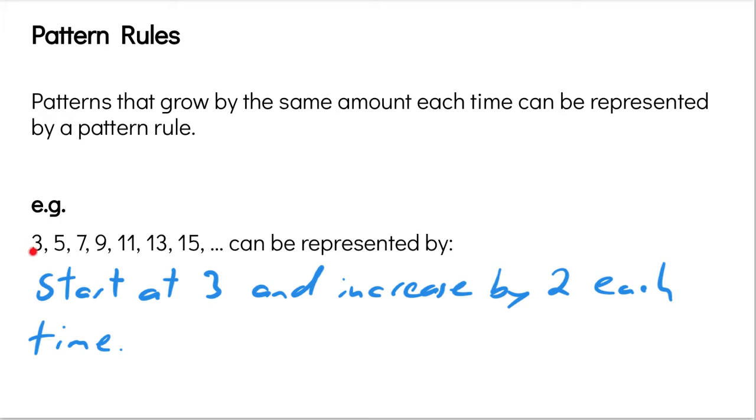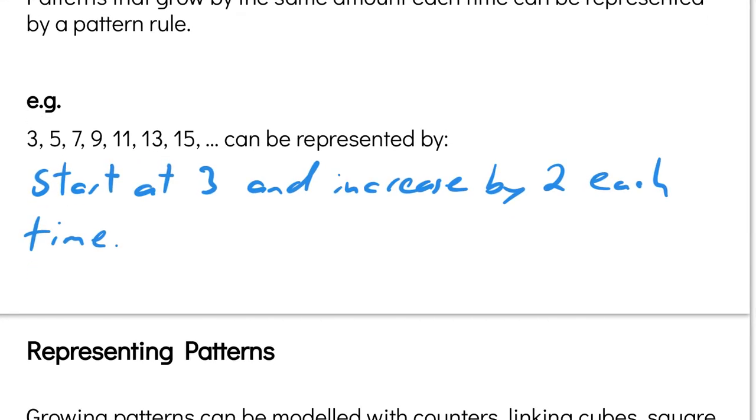Even if we didn't have the numbers first, we could start with this rule, and just by reading it, we could come up with this pattern. Start at 3, well, I would write a 3 down. Increase by 2 each time, well, that would give me a 5 and a 7 and a 9, etc. Next, we'll look at representing patterns.